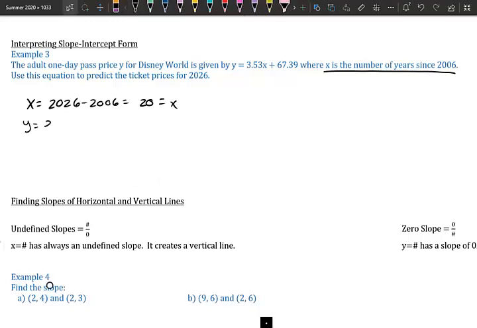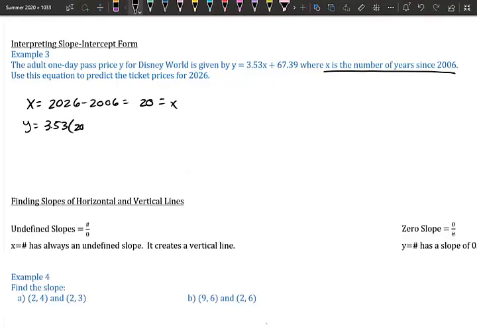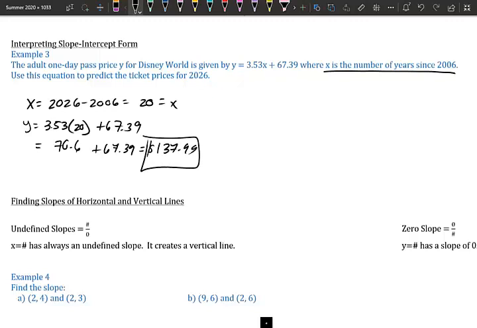We have y equals 3.53x, which is 20, plus 67.39. So 3.53 times 20, we get 70.6, plus 67.39, and we get $137.99. So in 2026, it's going to be about $138.